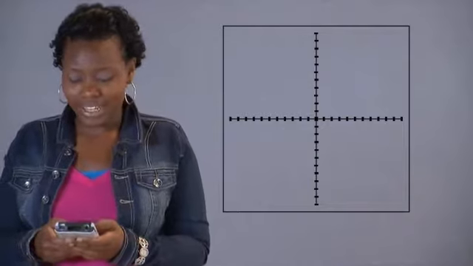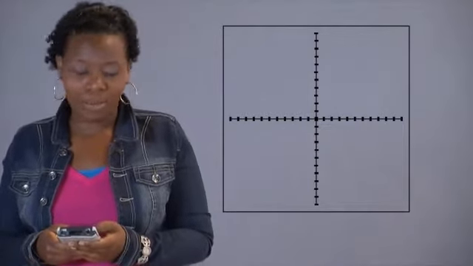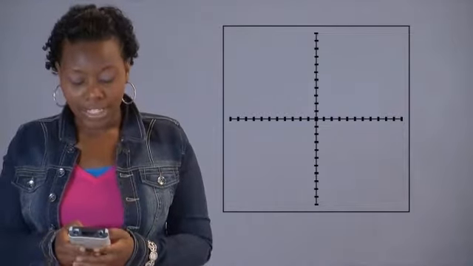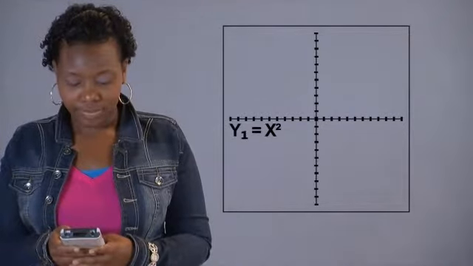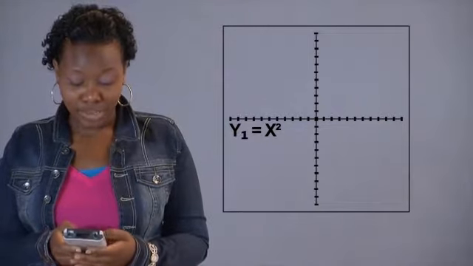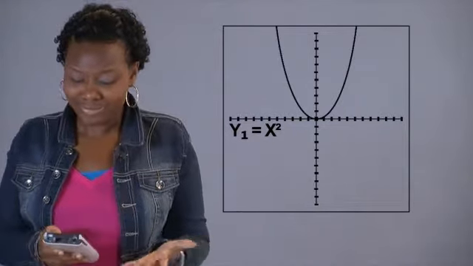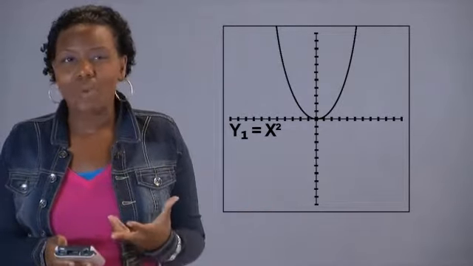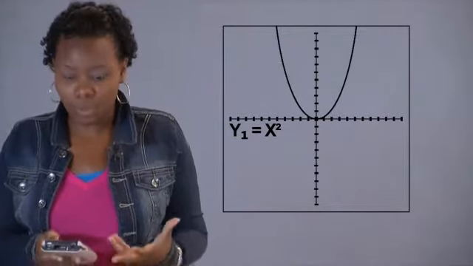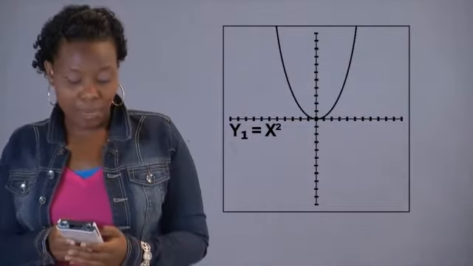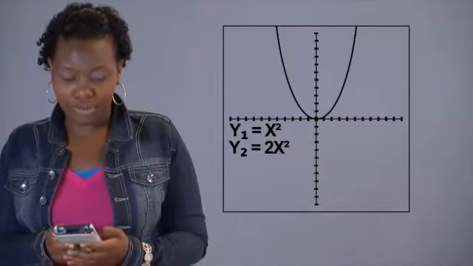Let's go to the quadratic. So I'm going back to my y equals on my graphing calculator, and I'm going to type in y is equal to x squared. Make sure you put x squared and not x2. Okay, so here's y equals x squared. What happens if I wanted to change the number in front of the x from a 1 to maybe like a 2? So let's type in y is equal to 2x squared.